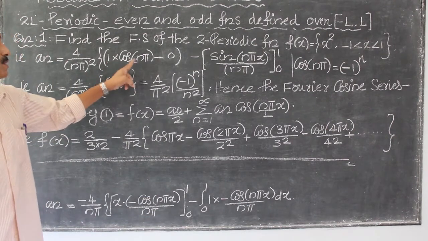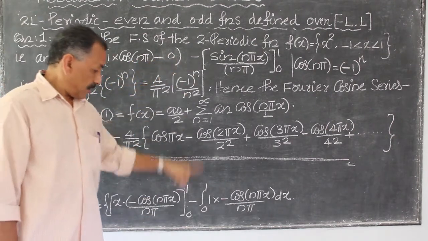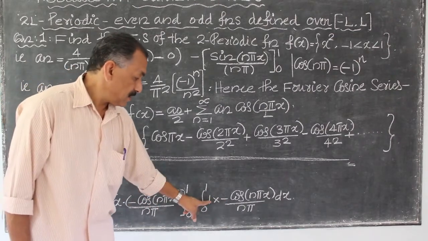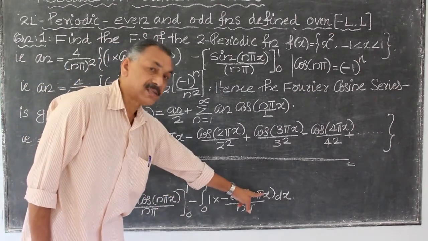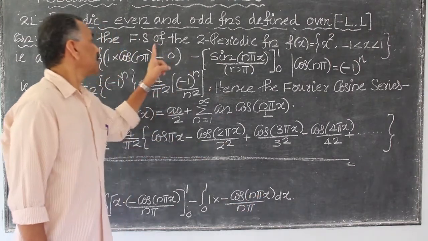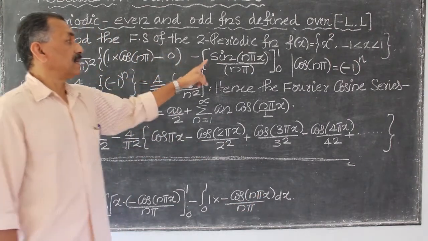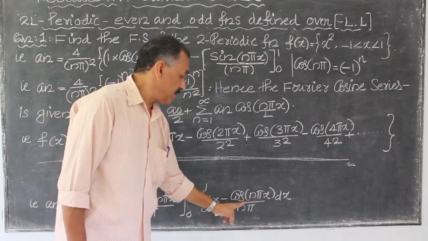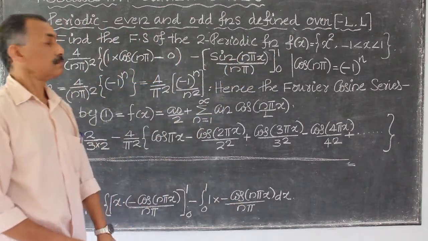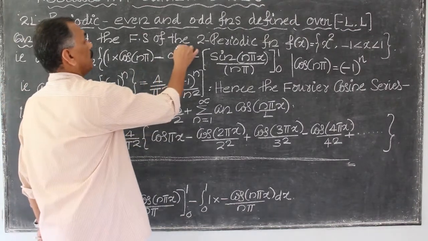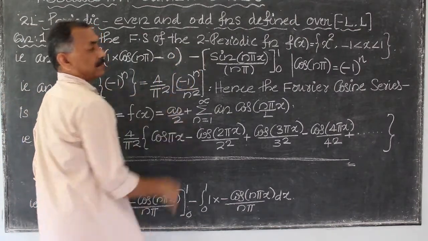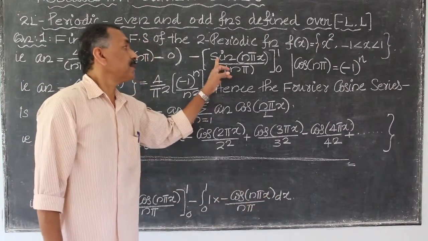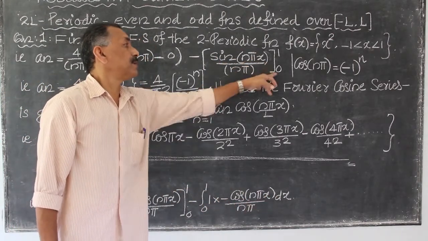Then 1 into cos nπ minus 0, taking one minus outside. Minus, what is 1 into integral cos nπx into integral? Then minus cos nπx into sin nπx by nπ between the limits 0 to 1, applying the limits to this value.